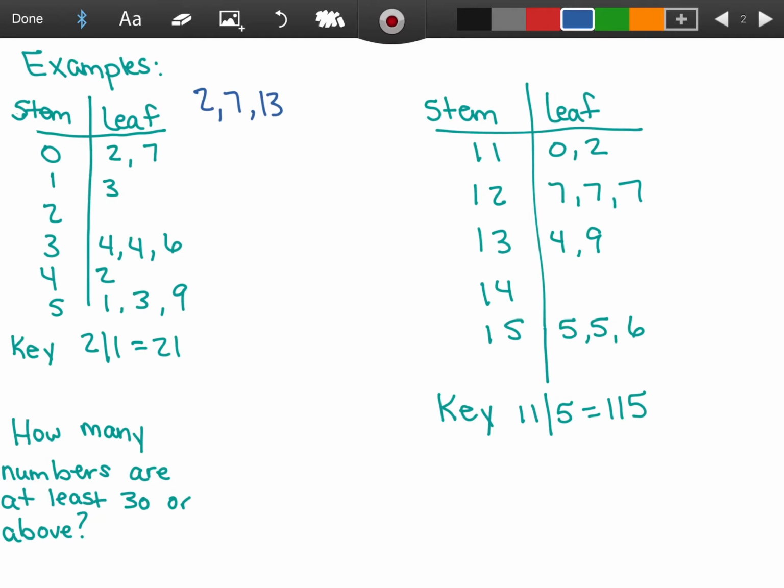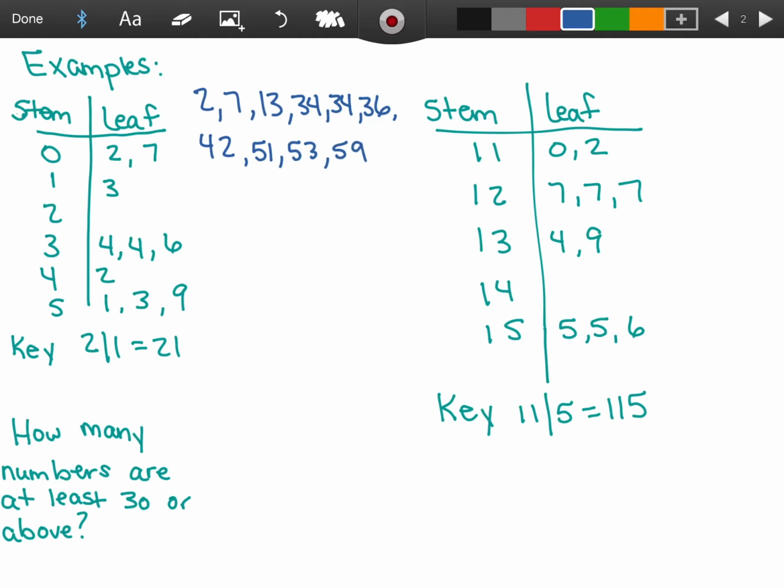With a leaf of 4, 4, and 6. So that would be 34, 34 again, and 36. Then we've got a stem of 4 and a leaf of 2. So that would be 42, and I'm going to have to come down here. And then I've got a stem of 5 and a leaf of 1, 3, and 9. So that would be 51, 53, and 59.